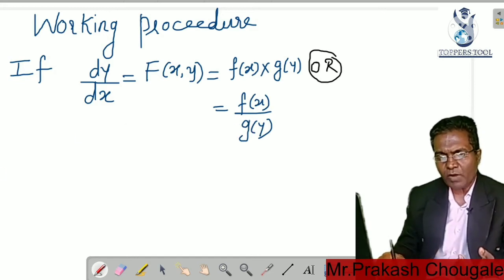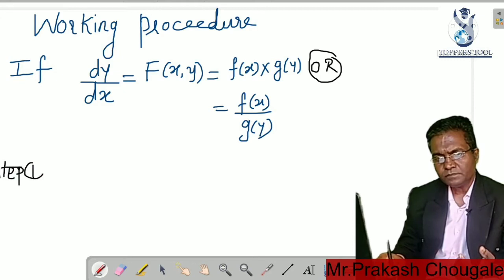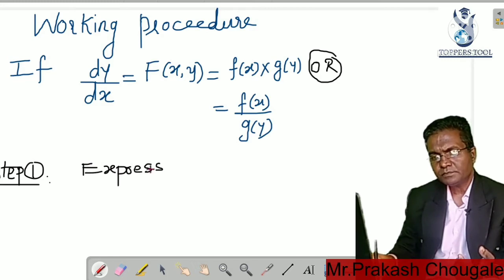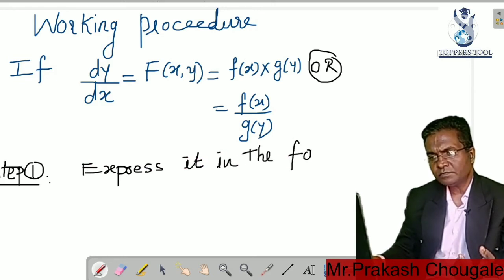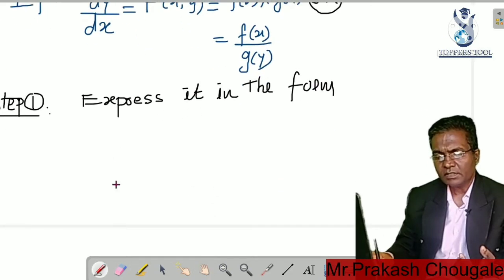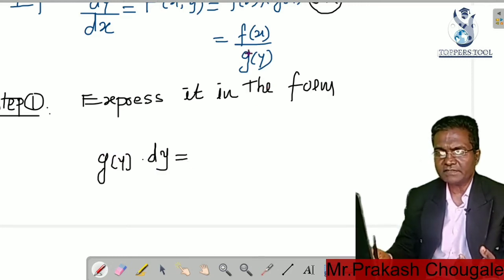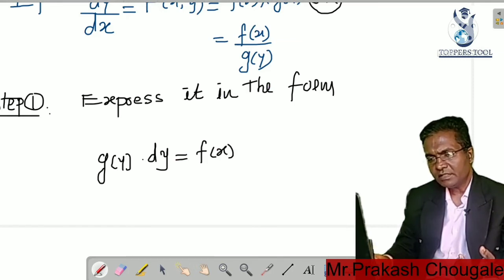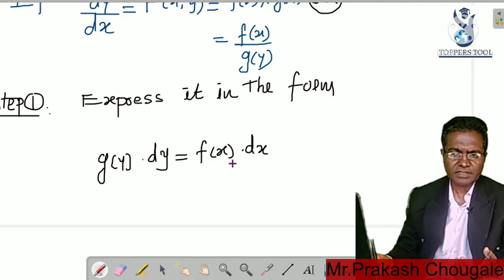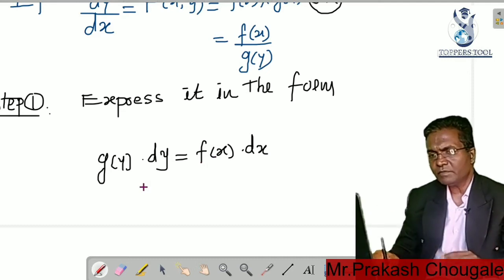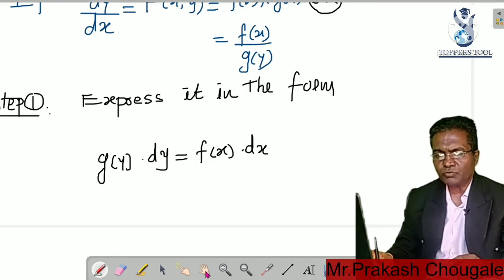Step 1: express it in the form 1 by g of y into dy equals f of x into dx. If g is in the numerator, it comes to the denominator. So the thing is that you have to separate the variables: terms with x on one side, terms with y on the other side.